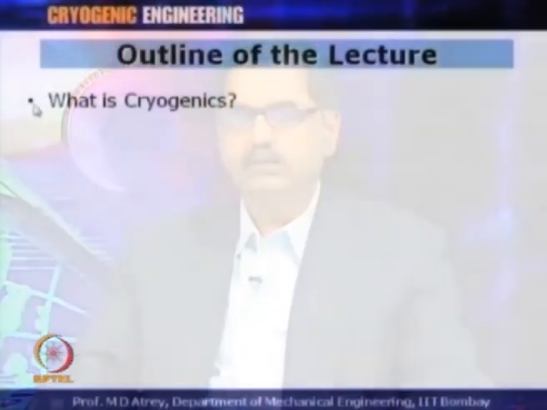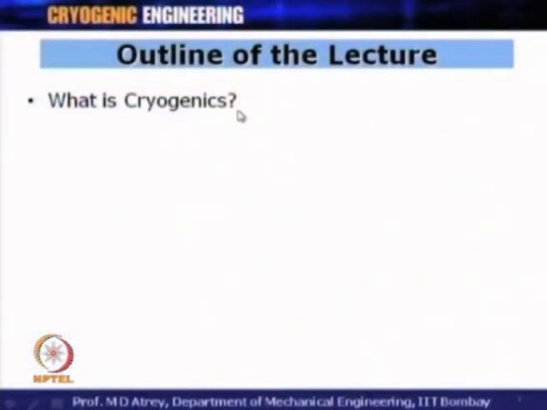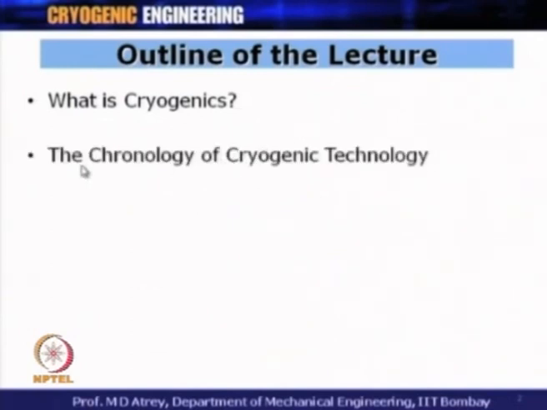Having done that, what is most important is how to get lower and lower temperatures. What are different cryogens? What are their properties? And this is what we are going to see in this lecture. So, the outline of today's lecture is, again I will briefly revise the definition of what is cryogenics. Then I will talk about the chronology of cryogenic technology.